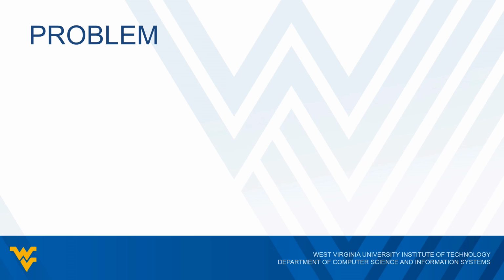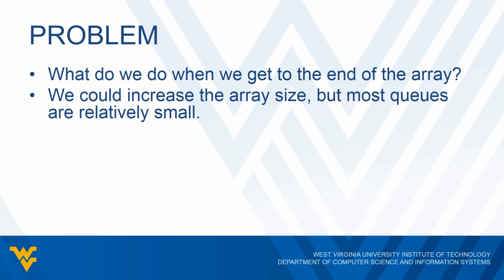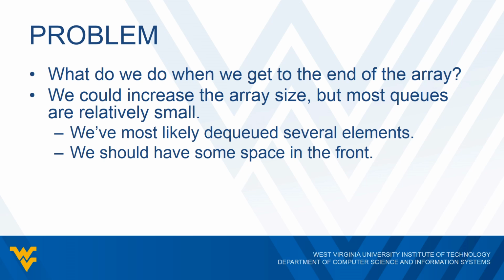Now there is one problem that we need to note. What do we do if we get to the end of the array? I mean, we are increasing the values of front and back, so at some point we're going to get to the end of the array and we don't have anywhere else to go. But one thing we could do is increase the size of the array, increase its capacity, but this usually isn't necessary because most queues are pretty small. After all, we've most likely dequeued several elements, which means that we have a lot of extra space in the front. So why not take advantage of that space in the front?